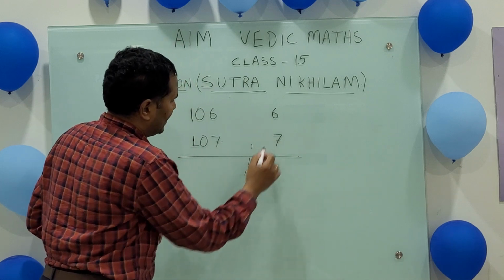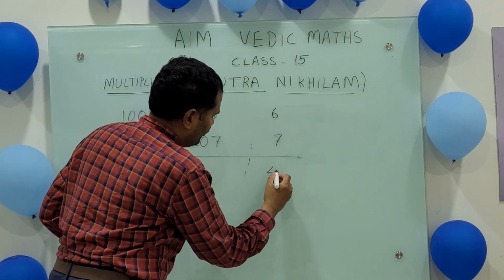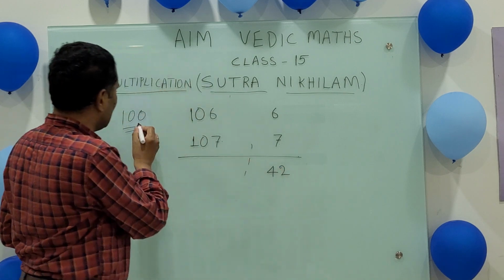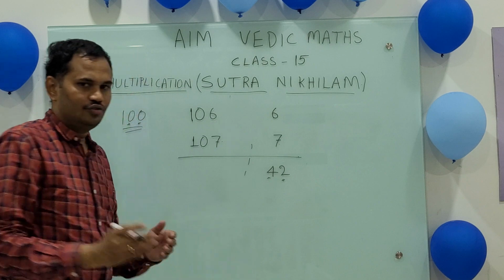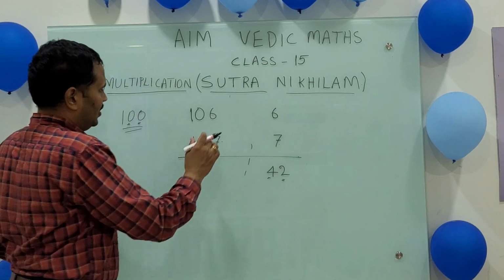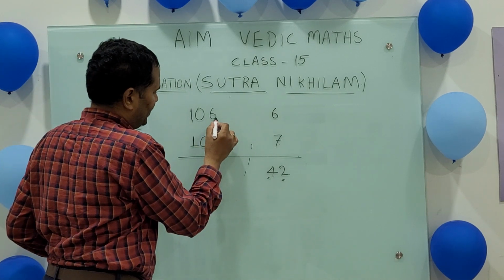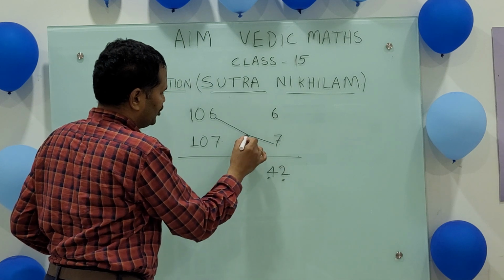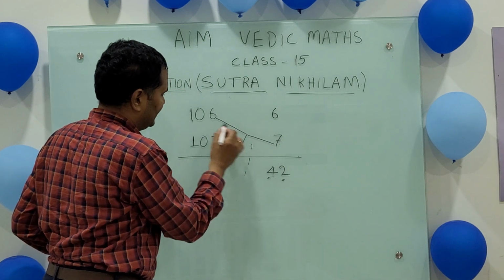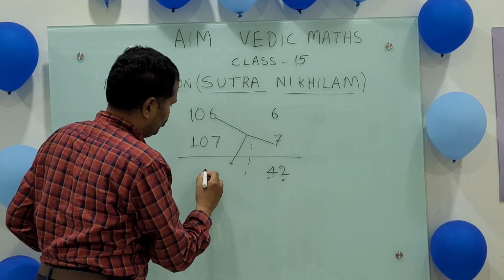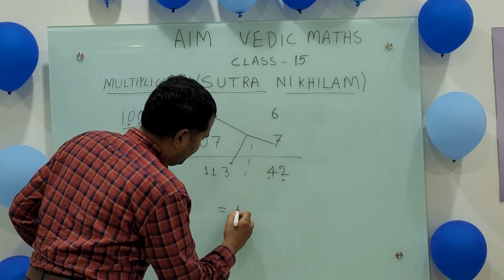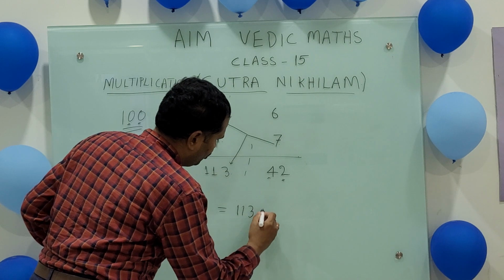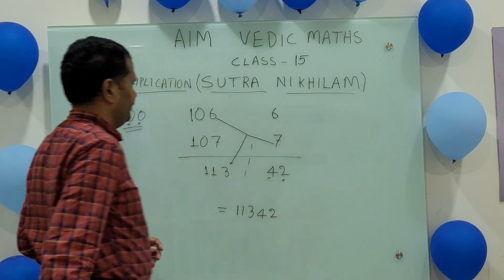You have the right hand part: 6 7s are 42. You know this. The base has 2 zeros and the number on the right hand side has 2 digits, so there is no worry. Now you take one number and the deviation of the other number, and add them. 106 plus 7, that is 113. Here's the answer: 11342 is the answer.